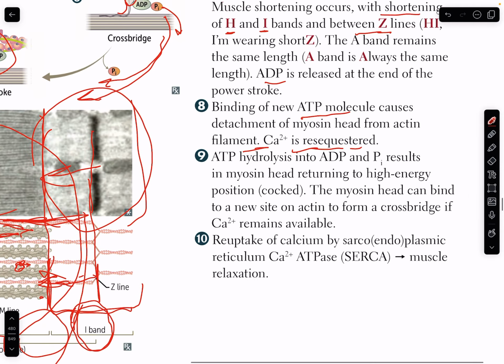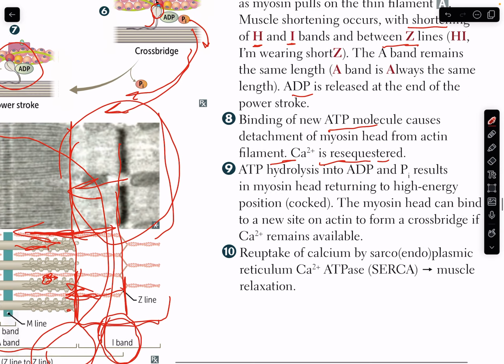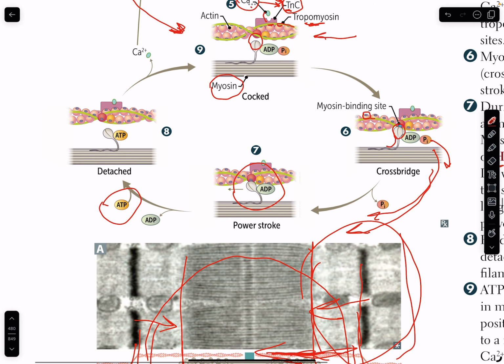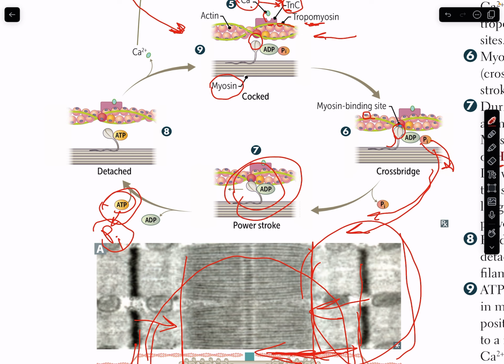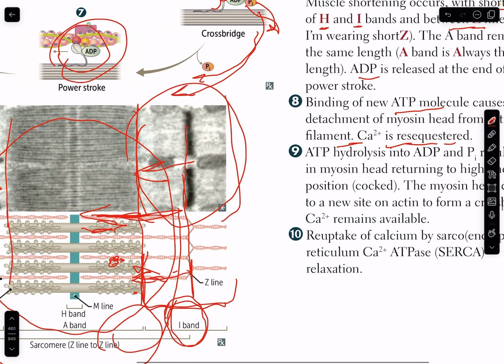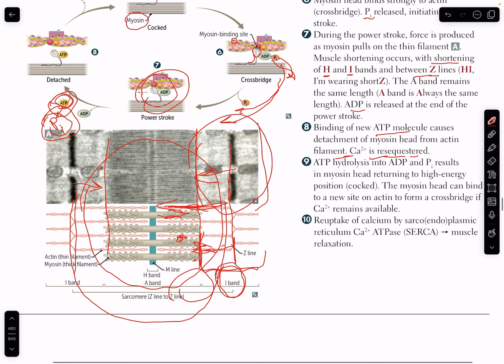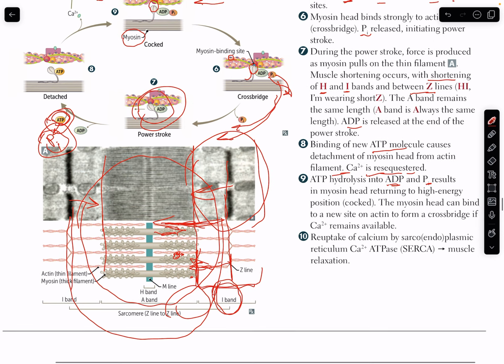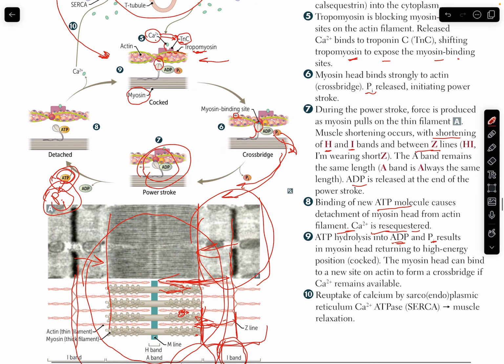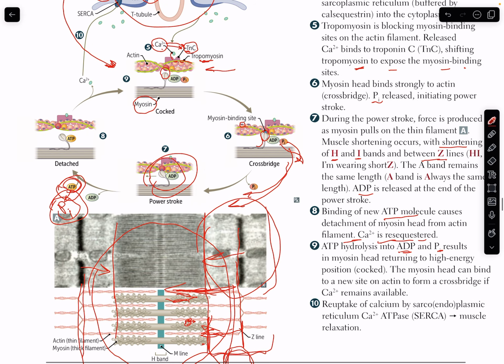So ATP hydrolyzes into ADP and Pi. Why do we need this? Because it has the Pi, and Pi is responsible for relaxation. That's how I think about it. So Pi is for relaxation. When you lose it, you contract, and in order to relax again, you have to get it again from the ATP, adenosine triphosphate. So ATP hydrolyzed into ADP and Pi results in the myosin head returning to the high energy position, which is cocked.